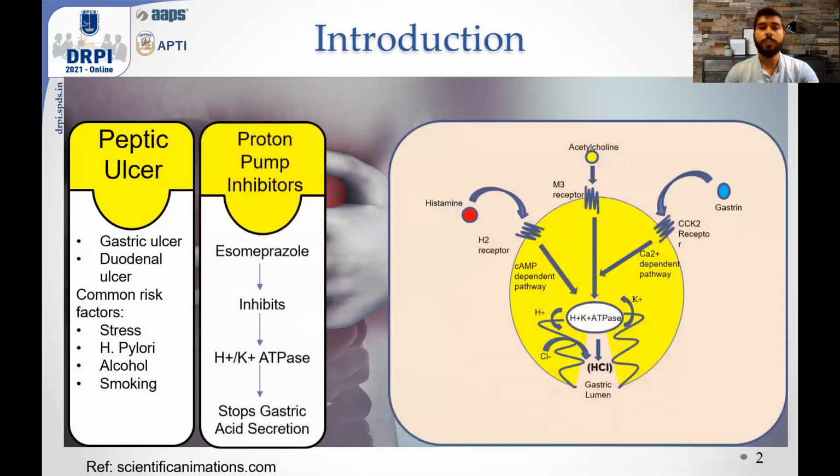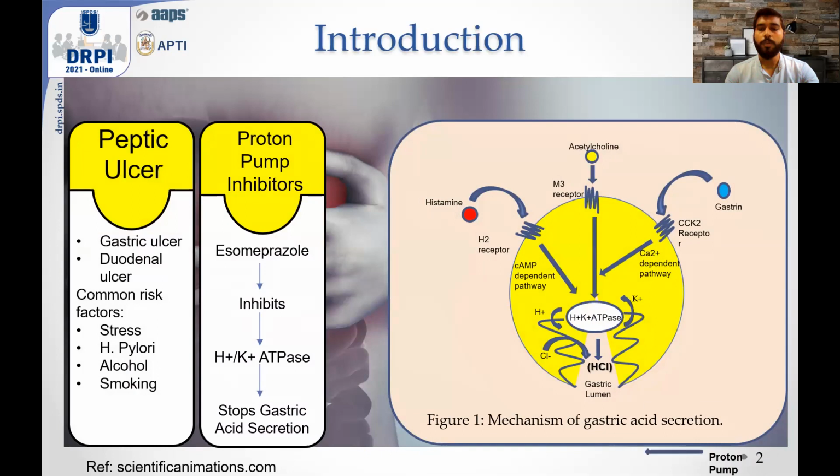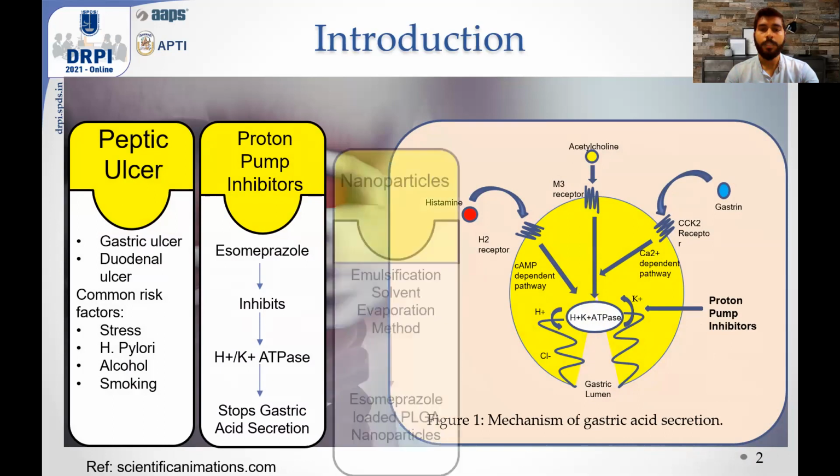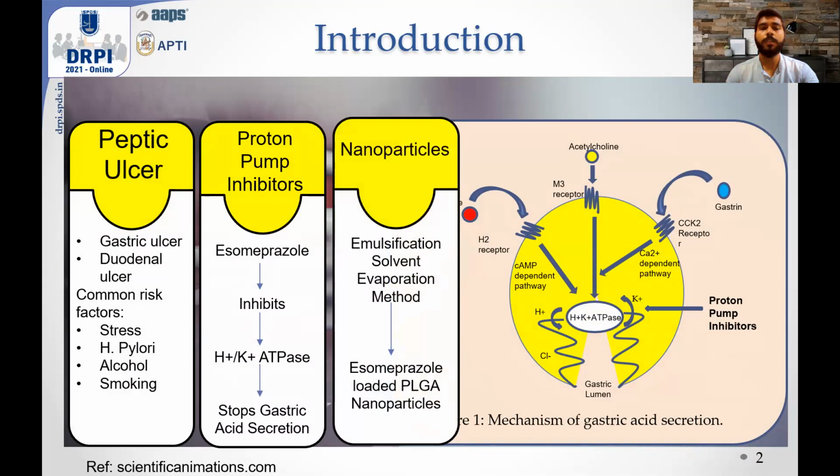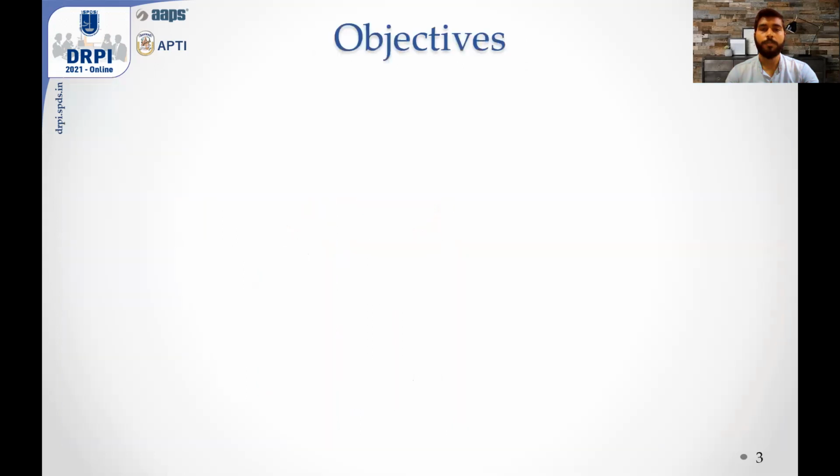To treat such disease conditions, proton pump inhibitors are the most promising molecules, and esomeprazole is one of the proton pump inhibitors which acts by inhibiting the hydrogen potassium ATPase enzyme, thereby stopping the secretion of hydrochloric acid. Hence, this proton pump inhibitor can be formulated as a novel drug delivery system in the form of nanoparticles by emulsification solvent evaporation method to obtain esomeprazole loaded PLGA nanoparticles.